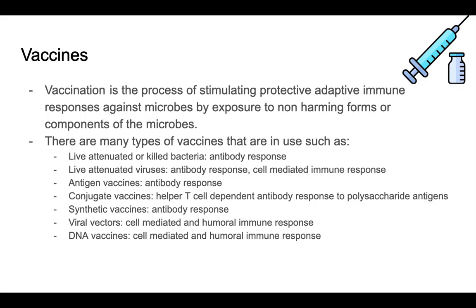Antigen vaccines give an antibody response. Conjugate vaccines help a T-cell dependent antibody response to polysaccharide antigens. Synthetic vaccines give an antibody response. Viral vectors give a cell-mediated and humoral immune response, and DNA vaccines also provide a cell-mediated and humoral immune response.